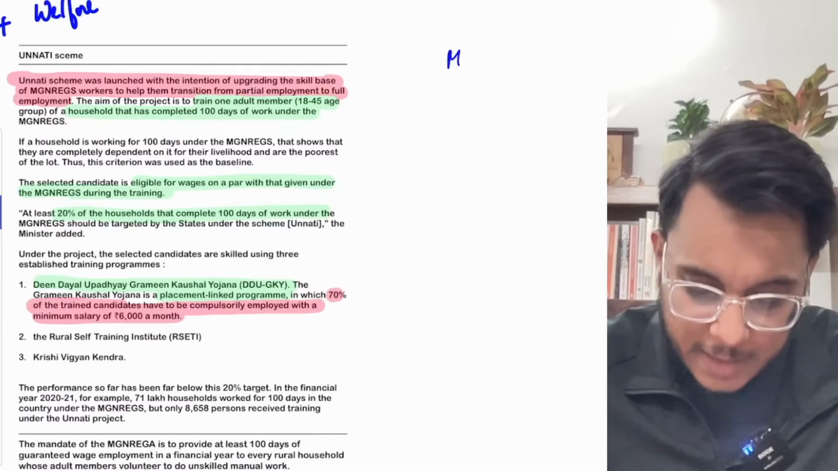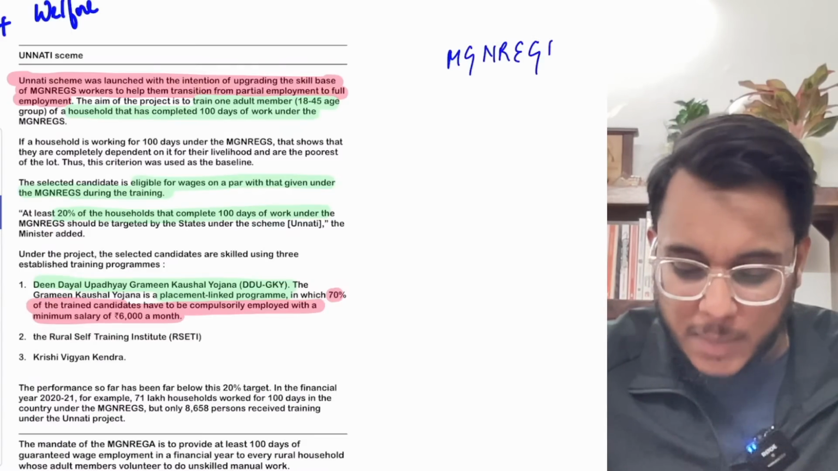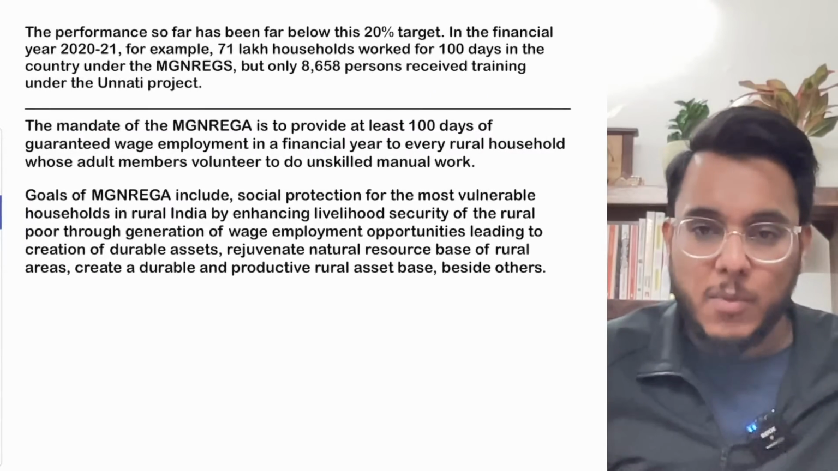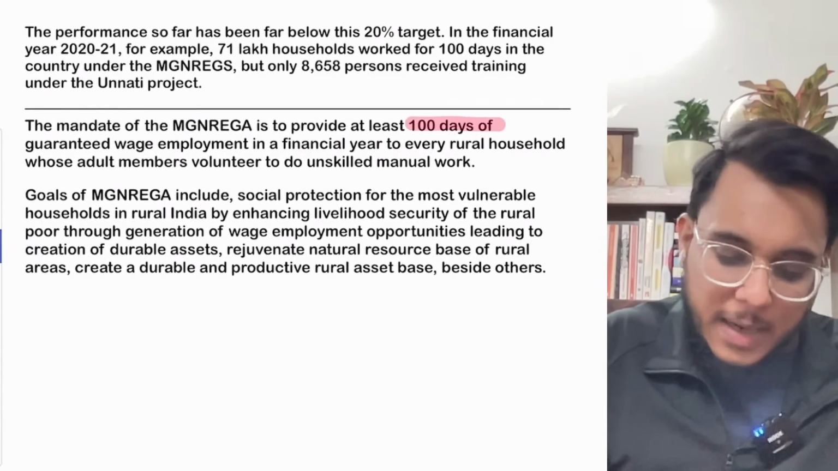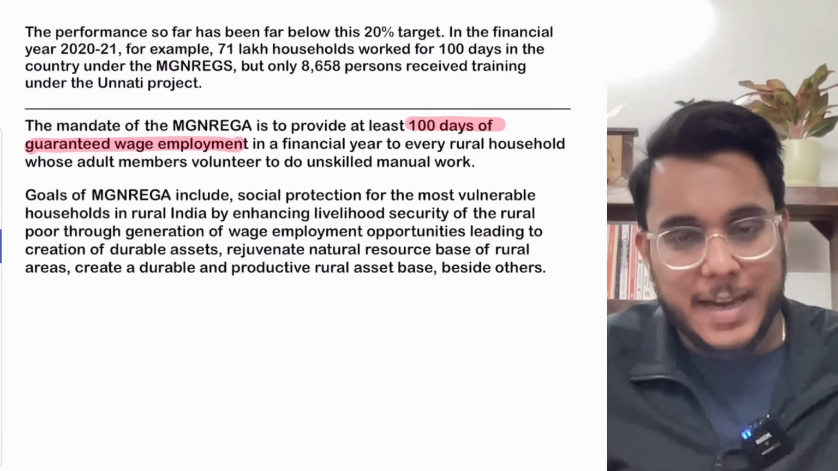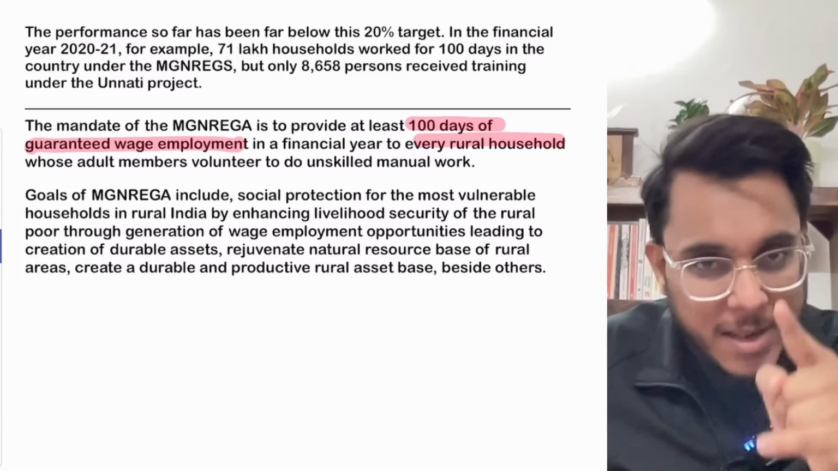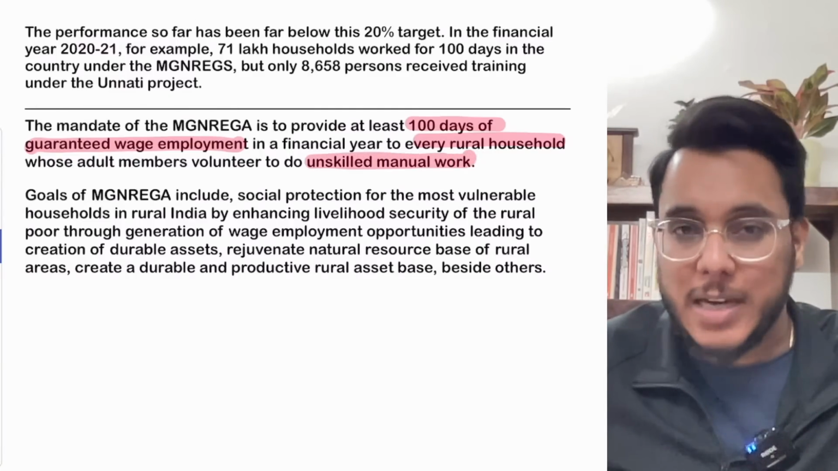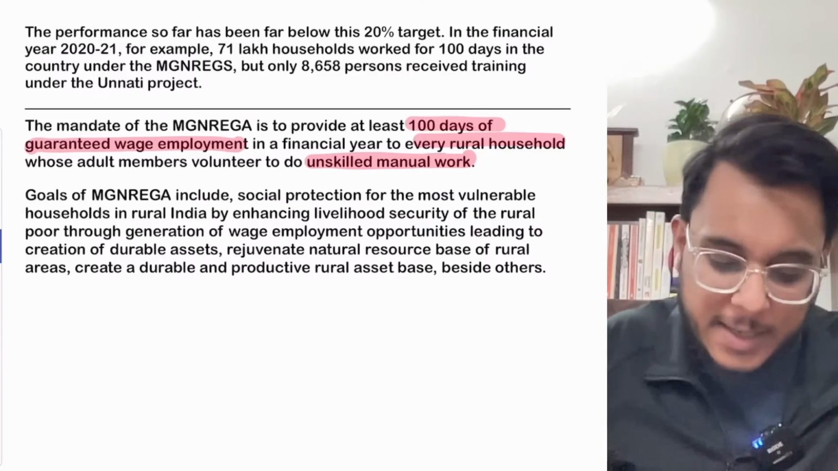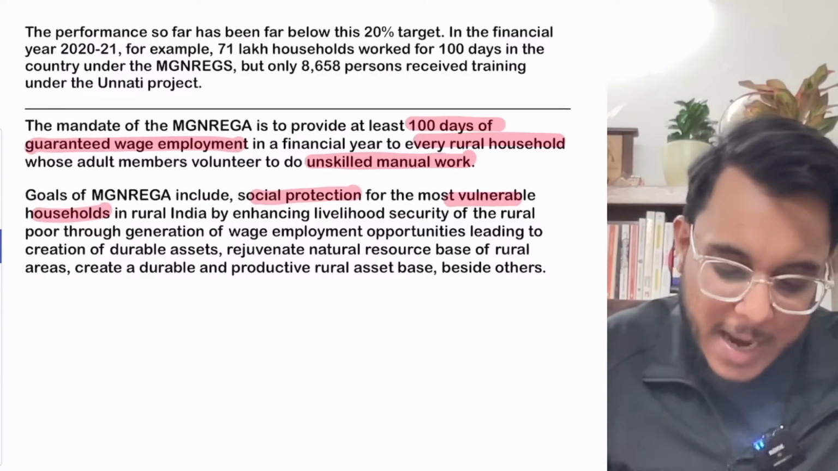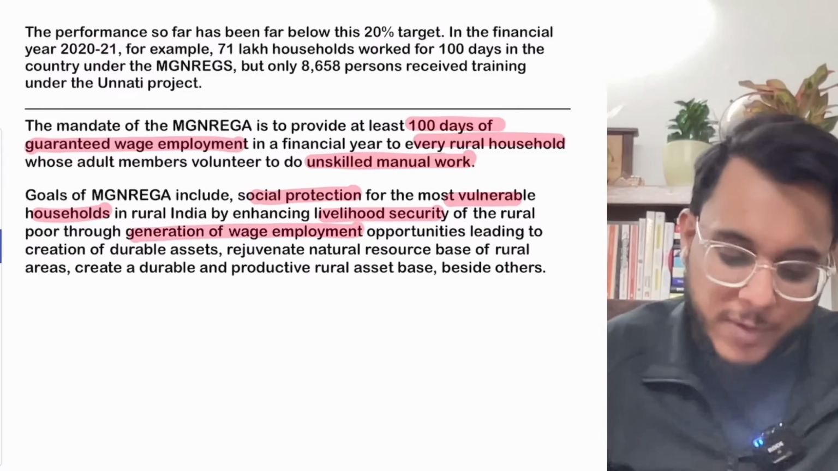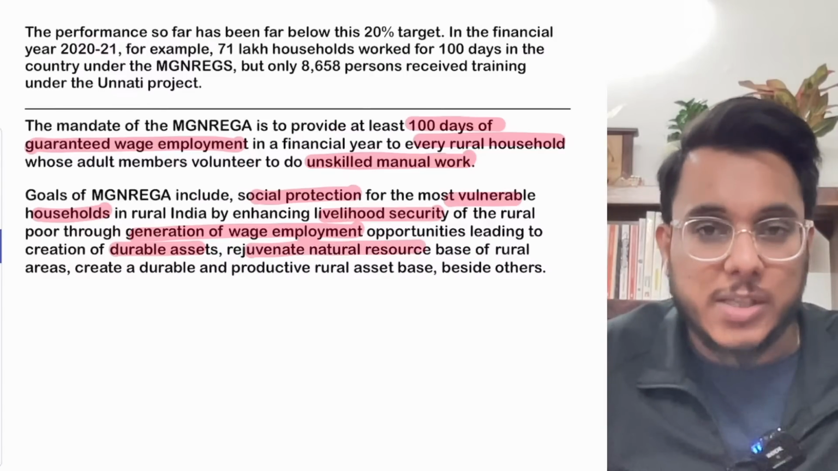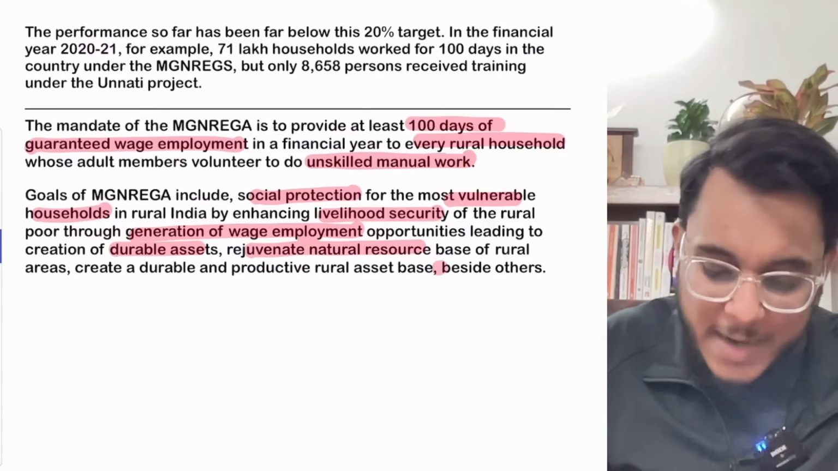See this thing, guys. We are already running the MGNREGA scheme, that is the Mahatma Gandhi National Rural Employment Guarantee Act, under which a minimum of 100 days of guaranteed wage employment is given in a financial year to every rural household. Every rural household will get 100 days of paid work, and this work will be unskilled manual labor. The goal of the MGNREGA is to provide social protection to the most vulnerable households. It provides livelihood security and helps in generation of wage employment. Because of that wage employment, even in the rural areas, durable assets are developed and natural resources can be rejuvenated. All these particular benefits will come.